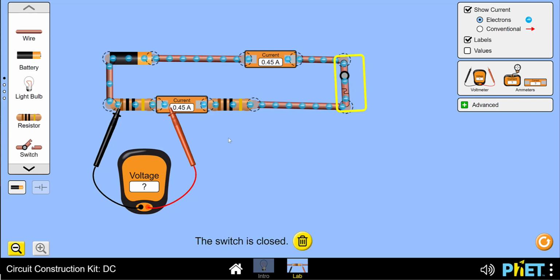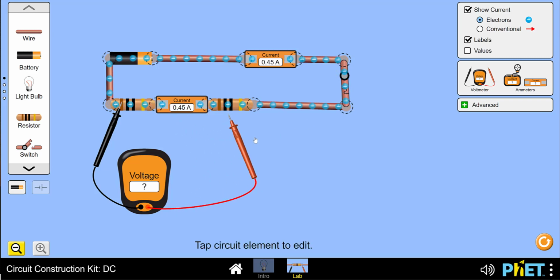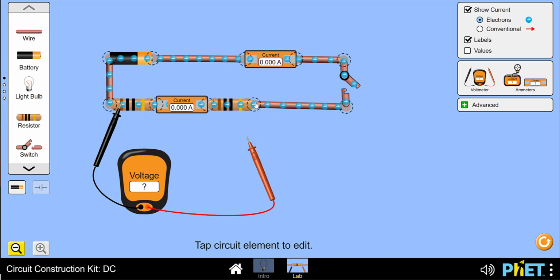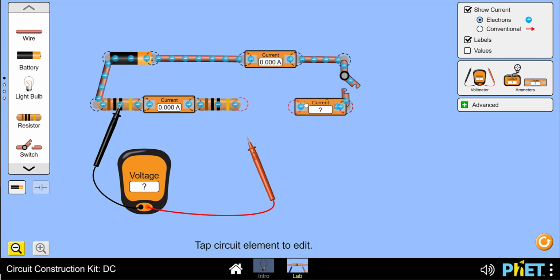If we close the switch, we see that the current flowing through the resistor is now 0.45 amps. And this is half of the previous value, meaning that resistance is now twice as large. We'll add a third resistor and another ammeter just to check the current flowing in between the resistors.